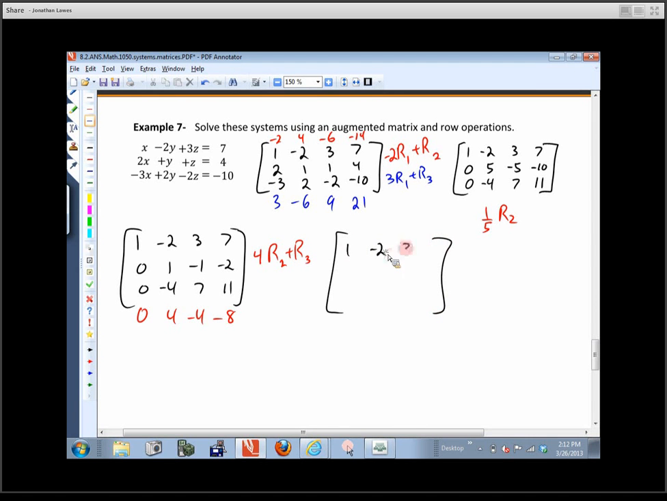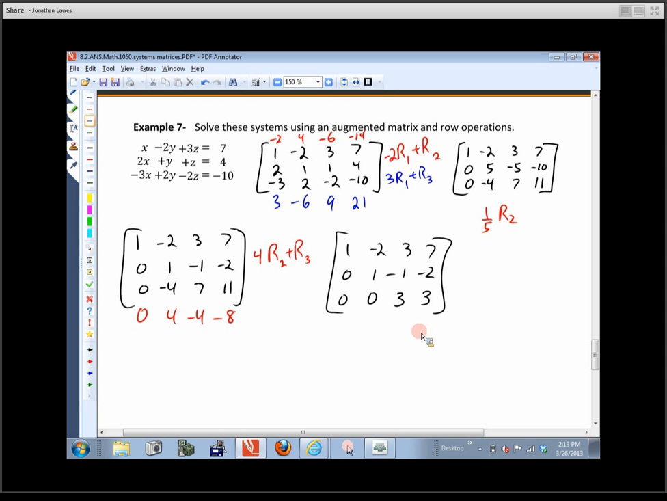1, negative 2, 3, 7. 0, 1, negative 1, negative 2. 0, 0, that looks good. This is going to be a 3, and take a look at this. What's that one? Also a 3. Okay, now stop right there. Is everybody correct to this point? Everybody following along?